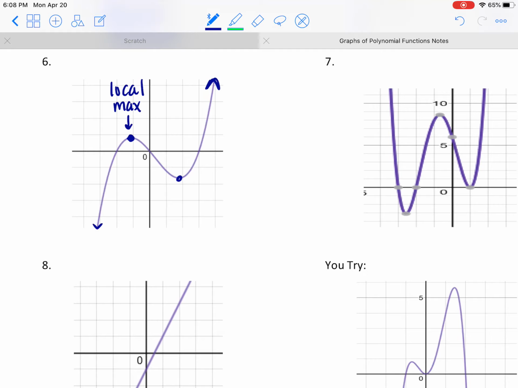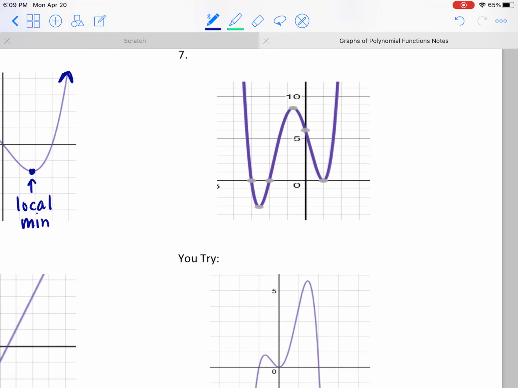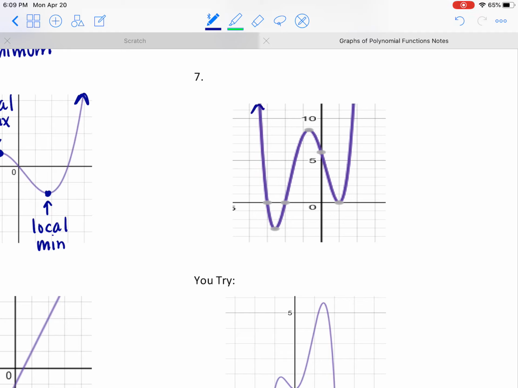This graph goes up forever. It has no absolute max. So this maximum point here would be called a local maximum, or we could also call it a relative maximum. I just like the word local better because it's shorter, okay? Here again we have a turning point and it's at the bottom of a hill, so this one we would call a minimum. Now it is not the absolute minimum, right? It is not the lowest point on the graph. This graph goes down forever, so there is no absolute minimum. So again, this would be called a local minimum.